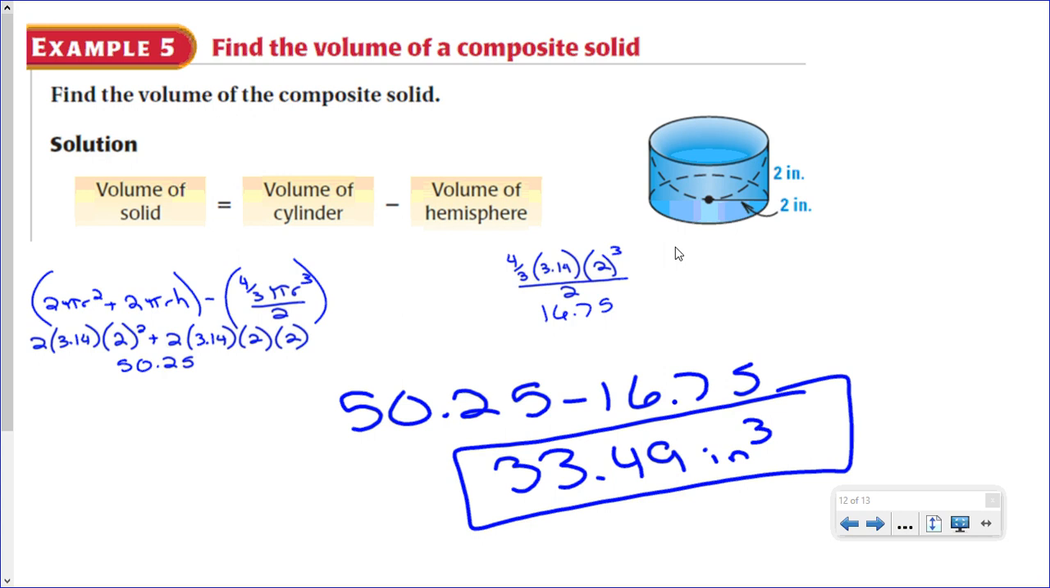If you want to know how much water would fit into the dog dish, this would be your answer right here, because this guy right here would be your answer, 16.75.